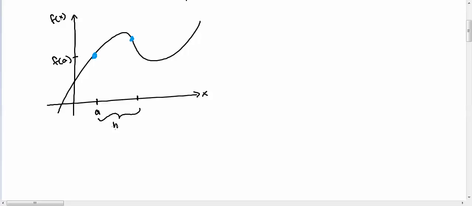Alright. That would mean this point right here is actually whatever a is plus h. Are we cool? And the corresponding y value for that is f of what? F of a plus h. Good. That's it.